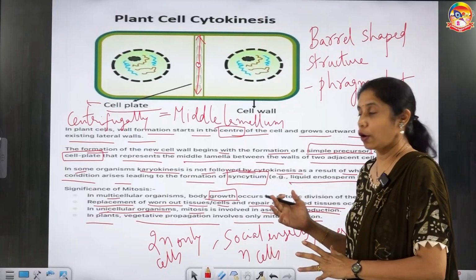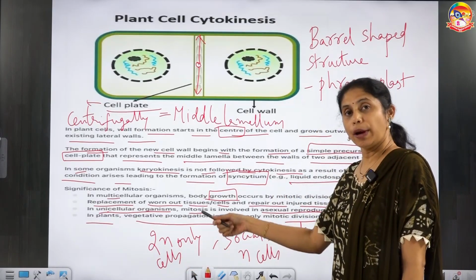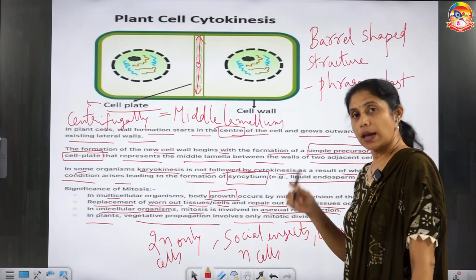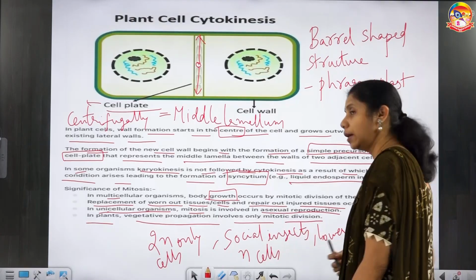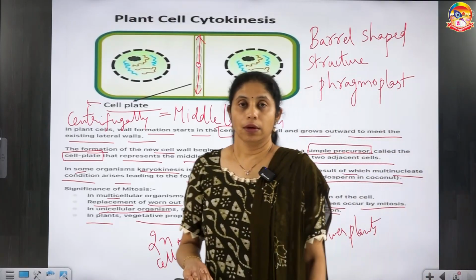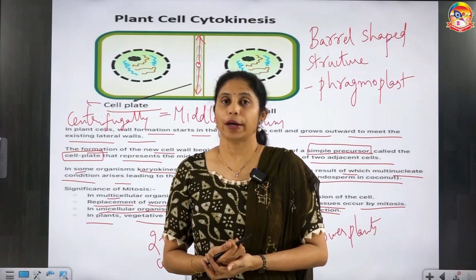Generally, haploid cells will not go for that according to NCERT. So mitosis happens in diploid cells, and it can also happen in haploid cells, for example social insects and lower plants. Cambial growth and differentiation are all significance of mitosis.